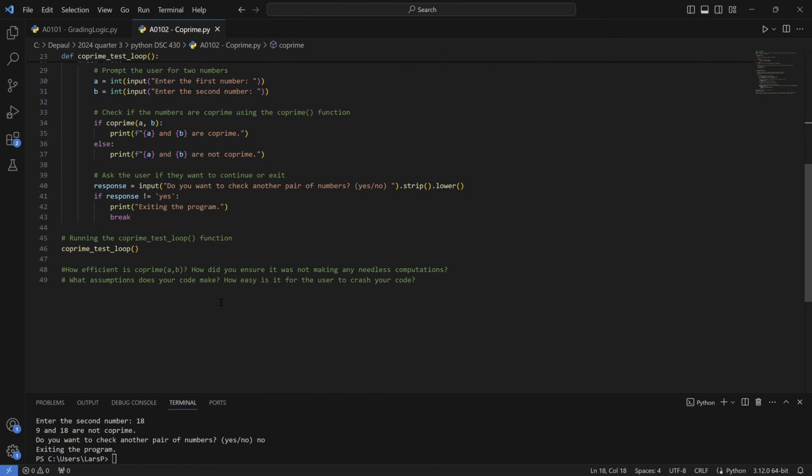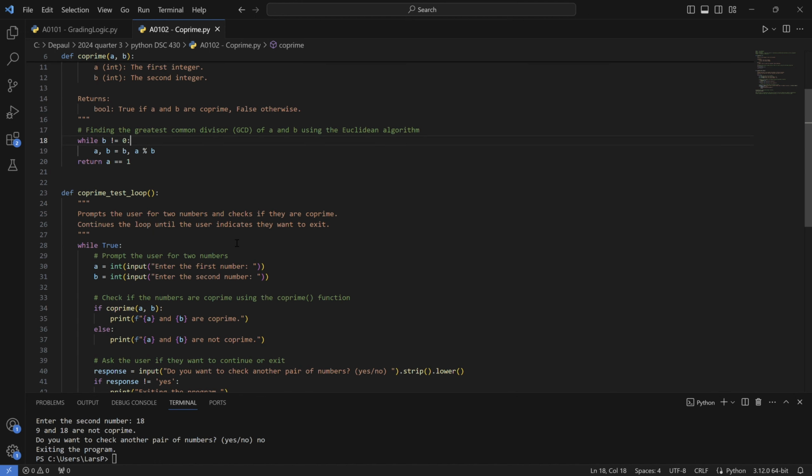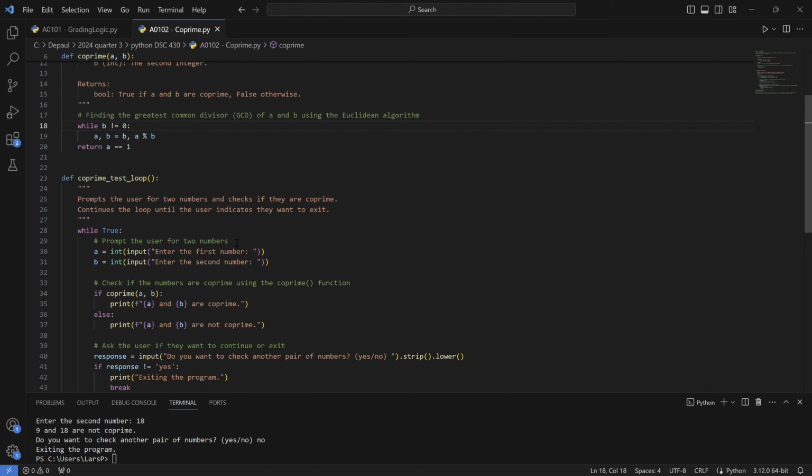Yes. So, what assumptions does your code make? How easy is it for the user to crash your code? So, unfortunately, it is pretty easy for the user to crash my code, but I'll talk about that now. The code that I wrote actually makes several assumptions about its operating environment and the inputs that it is going to receive. For example, it assumes that the inputs provided A and B in coprime and those entered by the user in coprime test are integers, which doesn't necessarily have to happen. The user could mess me up here.